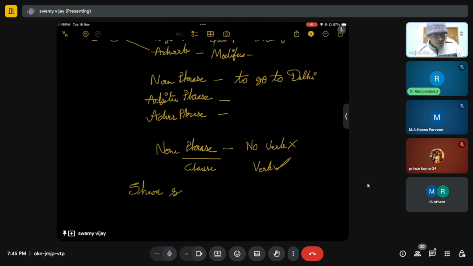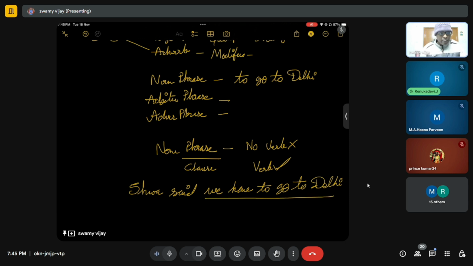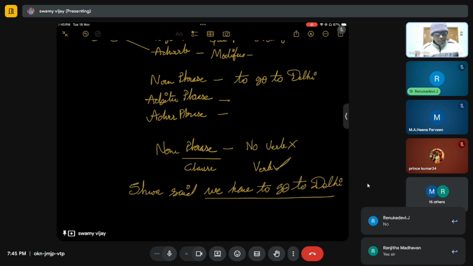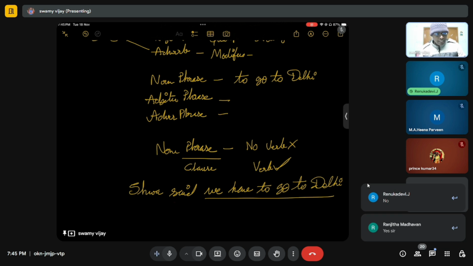Shiva said, we have to go to Delhi. Now, can we consider "we have to go to Delhi" as a noun clause? Why not, Renuka? He said what?